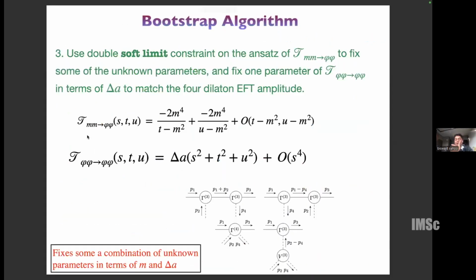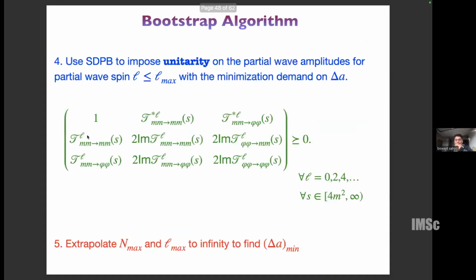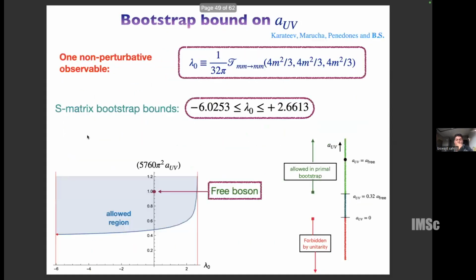And obviously on top of it, some analyticity, crossing, and some high energy behavior of scattering amplitudes. Those are the standard assumptions in the bootstrap program. Okay.